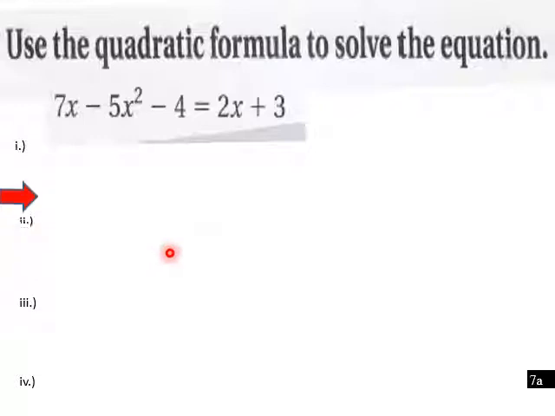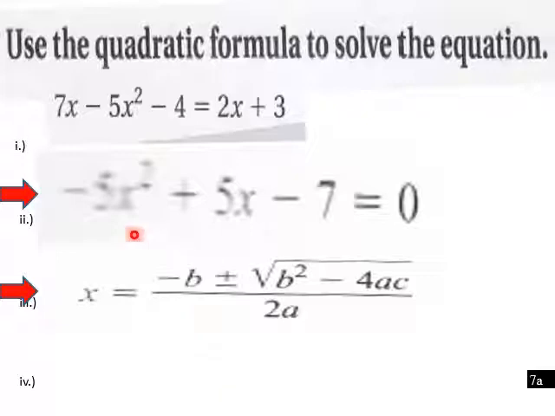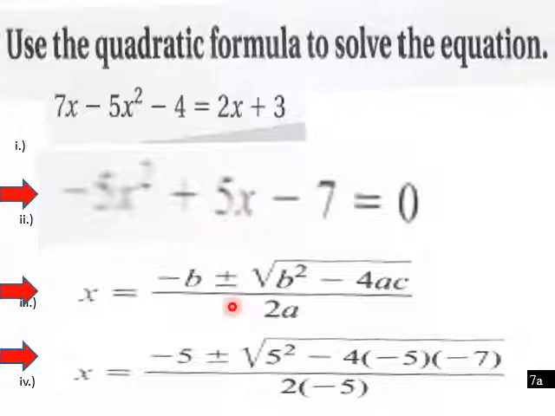Guided practice. So there's our original expression. We're going to put it in standard form now. We're going to bring this over to this side as well as our 3. So we have negative 5x squared plus 5x minus 7 here in this case here. We're going to put these values into our quadratic formula. We plug in our values here. Negative b plus or minus radical b squared minus 4ac all over 2a. And we get this expression here.